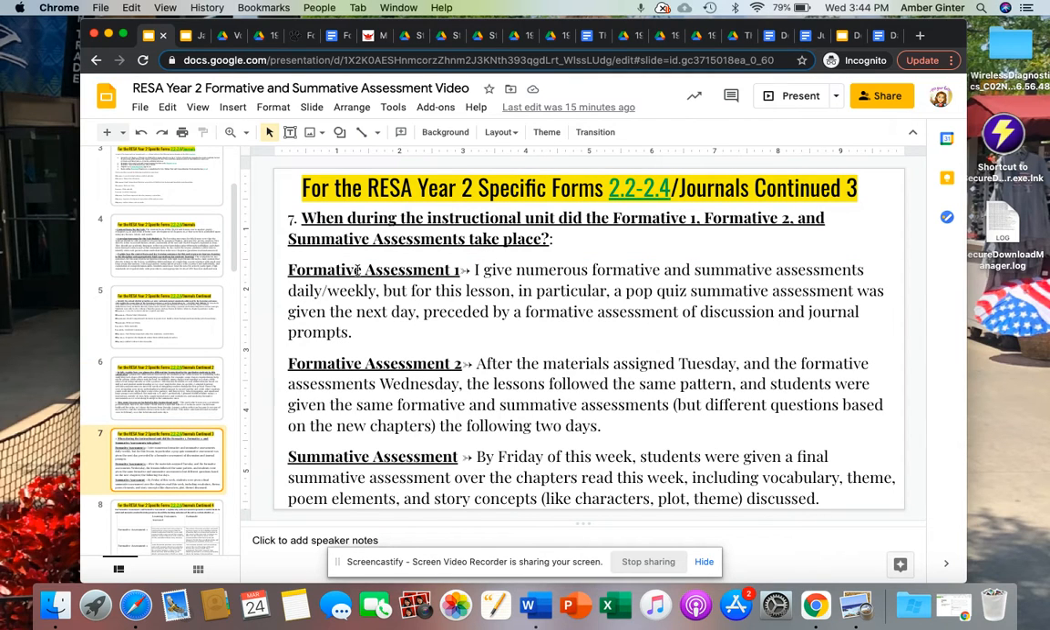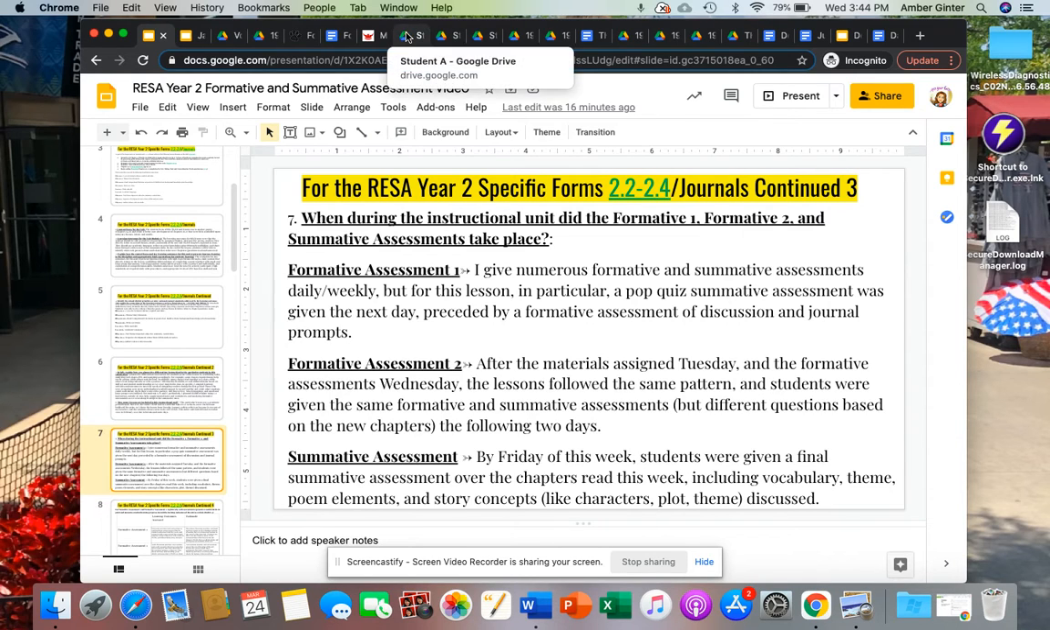When during the instructional unit did each of these assessments take place? I give numerous formative and summative assessments daily and weekly, but for that particular lesson in January, the pop quiz summative was given the next day, preceded by the formative assessment of discussion and journal prompts.